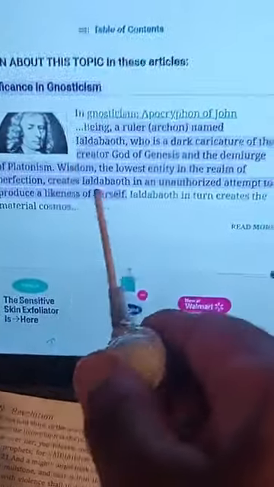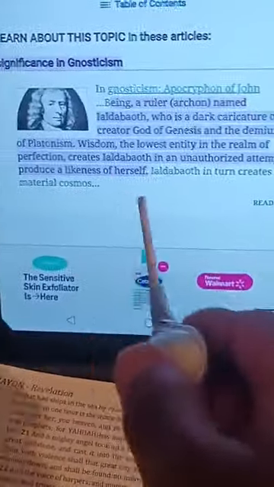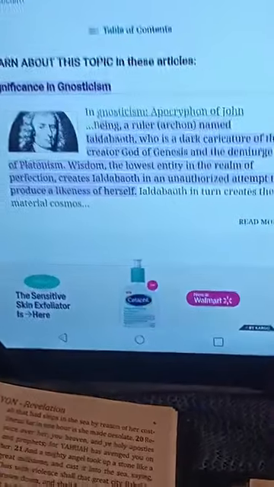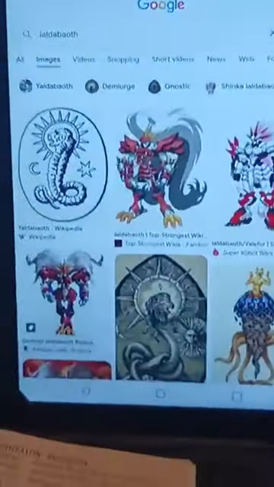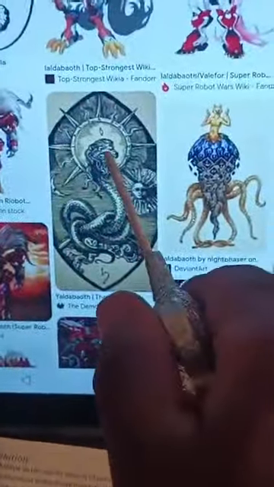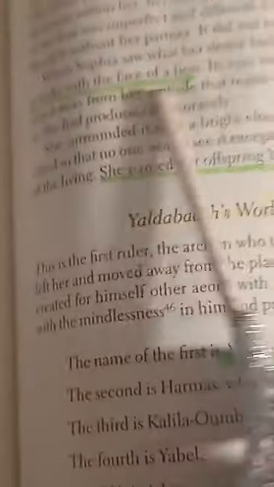Wisdom creates Yaldabaoth in an unauthorized attempt to create a likeness of herself. They got the information. But somebody might say, that says Yaldabaoth, this is an I, but it's not Yaldabaoth. If I Googled it, it's going to change it to Yaldabaoth. And here it says, snake with the face of a lion. She named her offspring Yaldabaoth. It changed it to Yaldabaoth. Click on images. A snake with the face of a lion. Snake with the face of a lion.